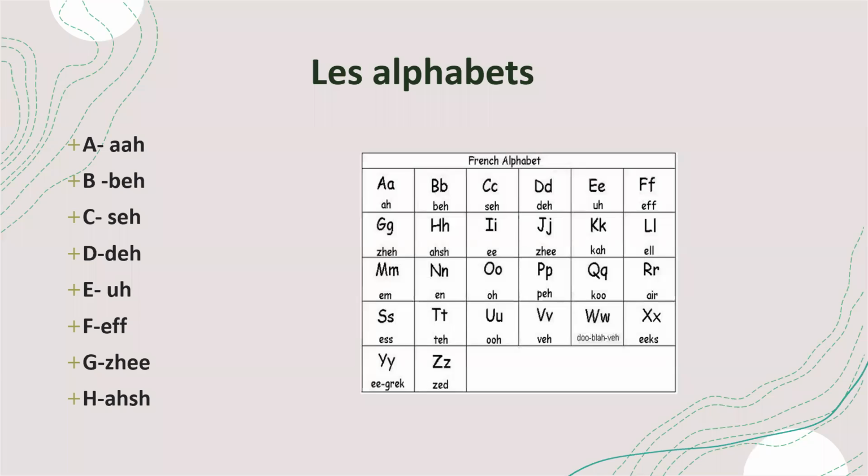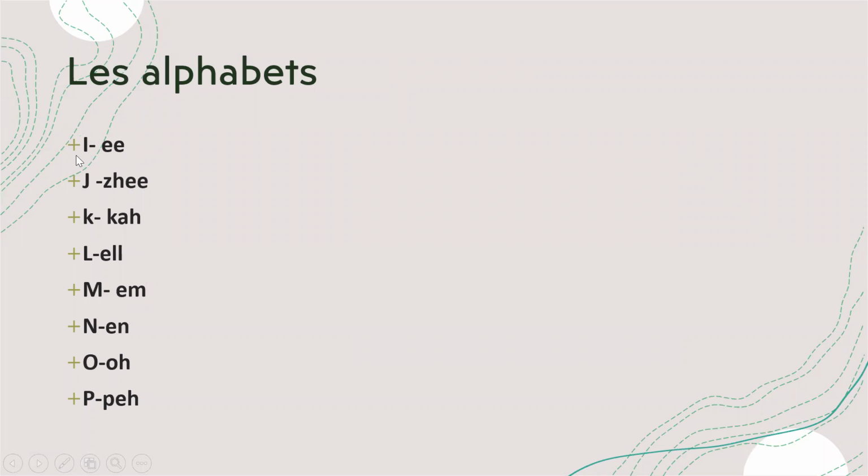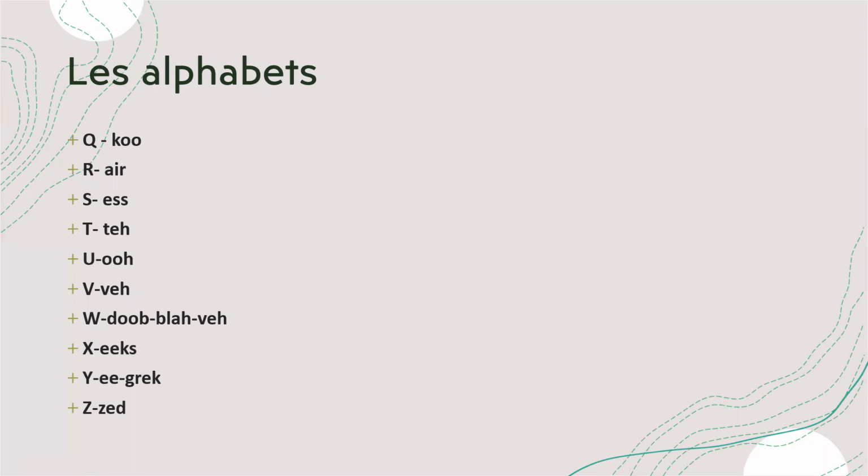So again, I'll repeat: A, B, C, D, E, F, G, H. And after that, we have I, called E. J is G. K is K. L is L. M, N, O, P. I repeat, it is E, G, K, L, M, N, O, P. Then comes Q, R, S, T, U, V, W, X, Y, Z.